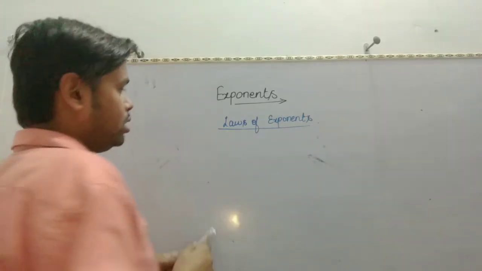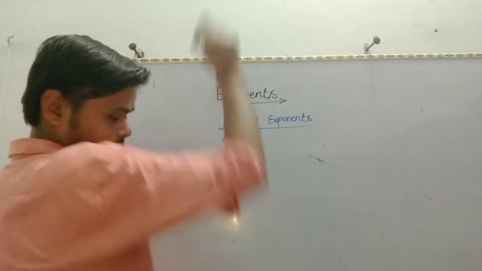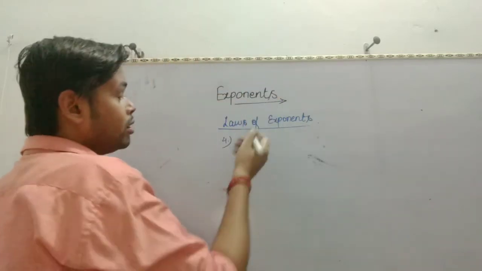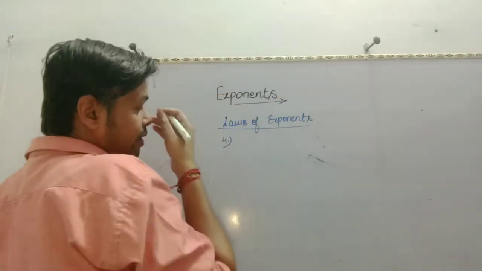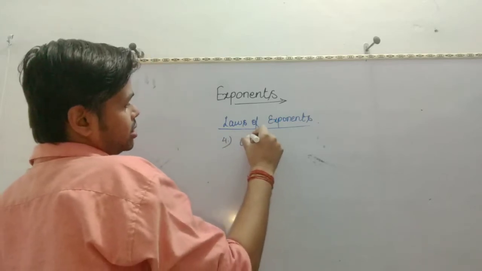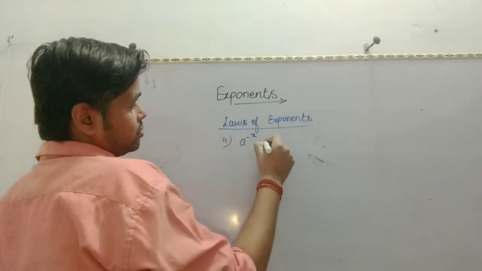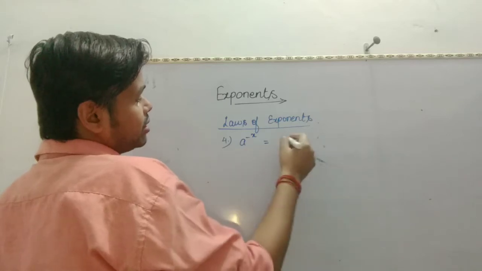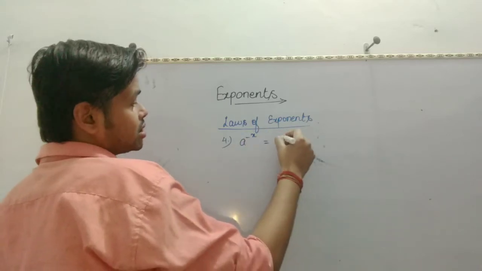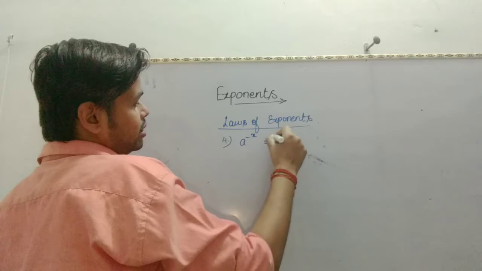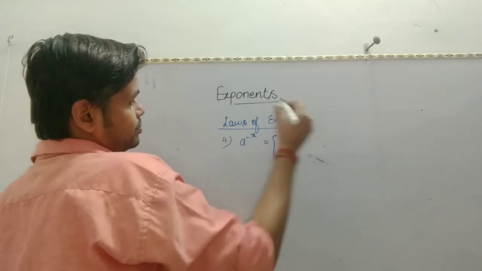The fourth law is the case of power as a negative form, that is a raised to the power minus x. We will write the reciprocal of the given base and the power will be written in its positive form.